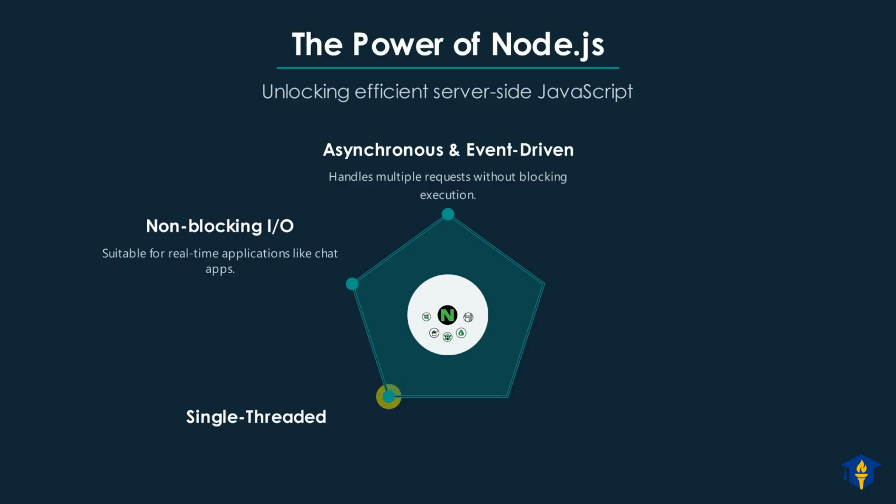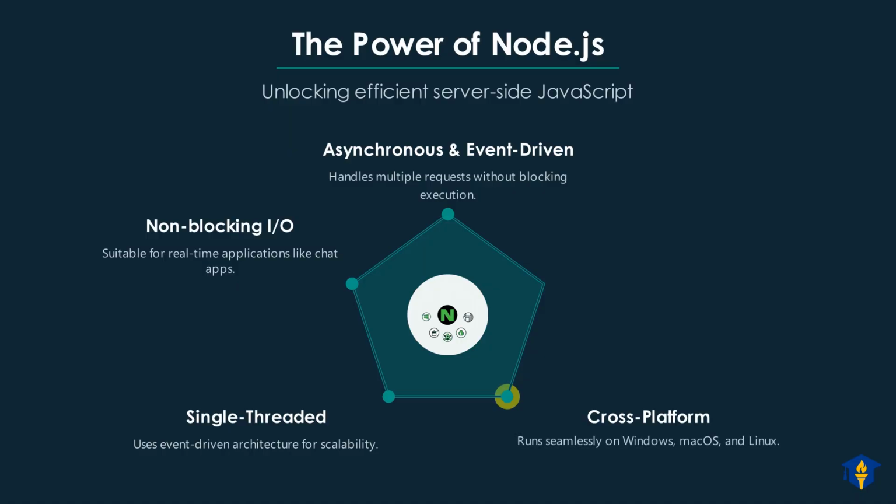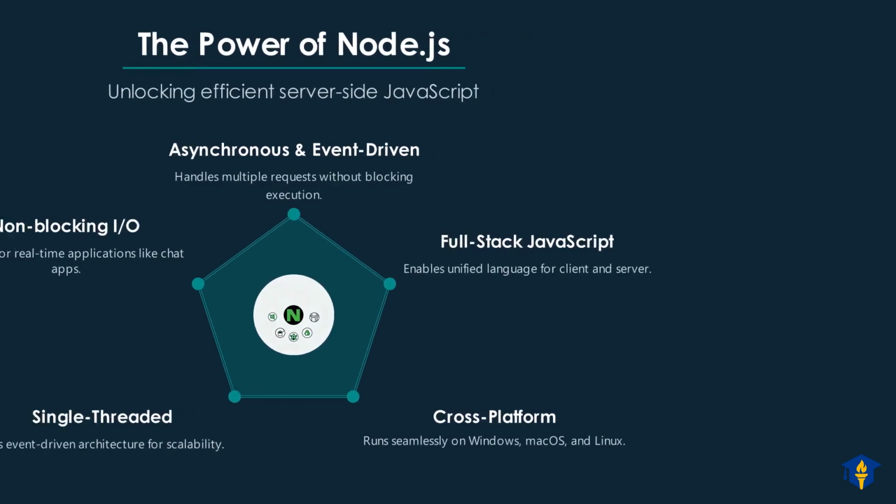Node.js operates on a single-threaded model, which might sound limiting but is quite effective. It achieves high scalability by leveraging its event-driven architecture to efficiently manage many connections. Node.js is also a versatile cross-platform runtime, offering broad compatibility for developers. This means your applications can run smoothly across various operating systems like Windows, Mac OS, and Linux. Furthermore, Node.js enables a full-stack JavaScript approach, simplifying development workflows. This allows you to use a single, unified language for both client-side and server-side development.